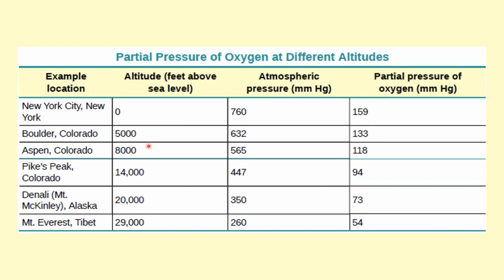And this just shows the altitude, so like New York is at sea level. Places like around Houston, around Louisiana, the city of New Orleans is actually below sea level. You go to someplace like Boulder, which is 5,000 feet, Aspen, Colorado, which is 8,000, Santa Fe, New Mexico is 7,000 feet. But notice how the atmospheric pressure changes. It's decreasing as you go up. And so this will have an effect on your ability to breathe.